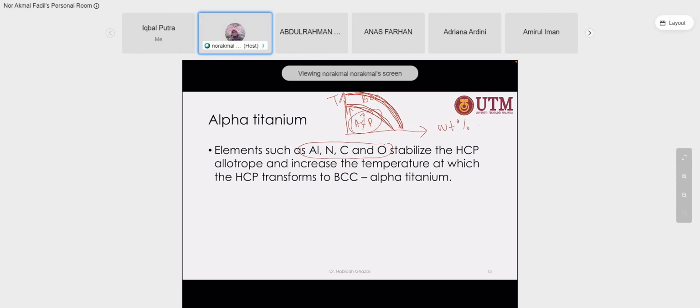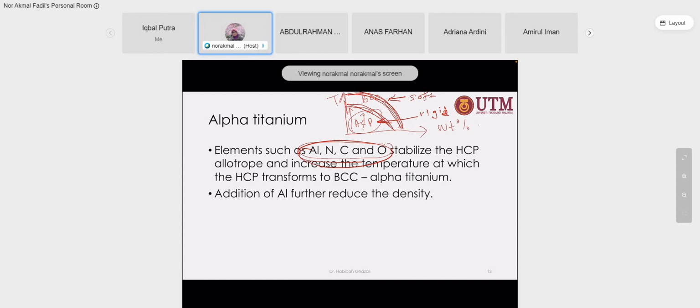So meaning that for the application of titanium, if you add these elements, it won't change the original properties from rigid to soft. This one is soft because of BCC, and this one is rigid. So you can maintain the mechanical properties for a higher temperature application. How? Just by modifying the phase diagram. How to modify the phase diagram? You need to try which element can really stabilize the HCP structure.